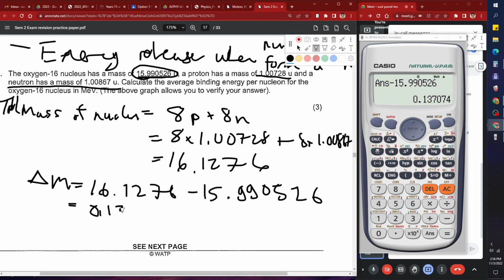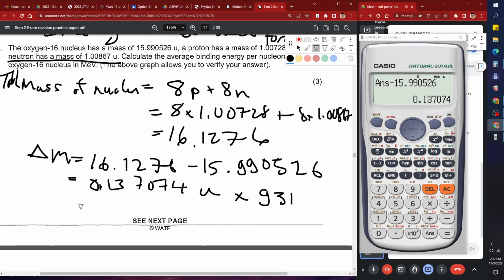We subtract the nucleus itself, and we can see there is the difference in U, that's the atomic mass unit. You can see that they showed us the units right there. And it says, calculate the average binding energy per nucleon in MeV. So we're going to find the total energy released here, which is going to be 127.6584 MeV. Remember, you don't have to round in the middle of the question.